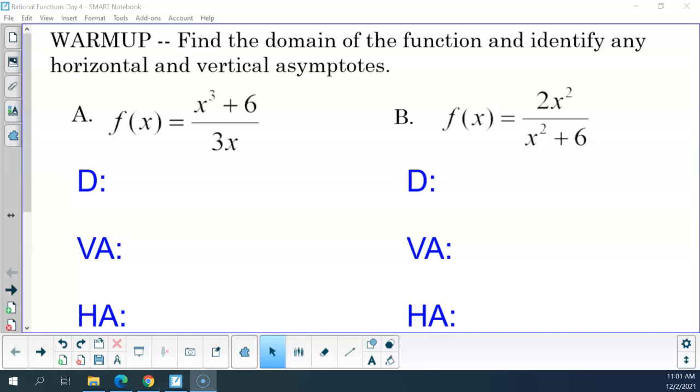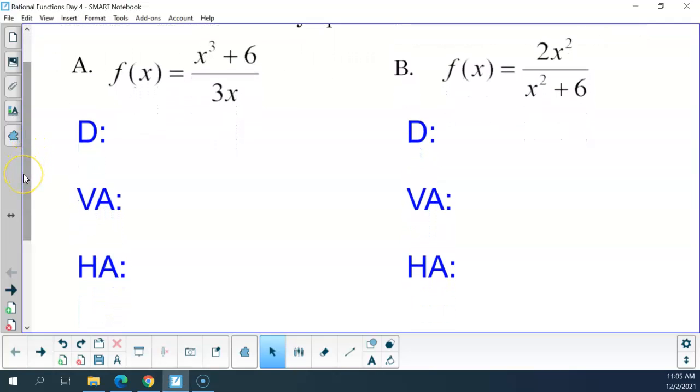All right, so if I have to find domain, vertical asymptote, and horizontal asymptote for these two functions, what's the first thing I have to do? Set the denominator equal to 0. Is that what you were going to say? Yeah. Okay. I'm sorry, Dad. Next time I'll raise my hand. No, that's okay.